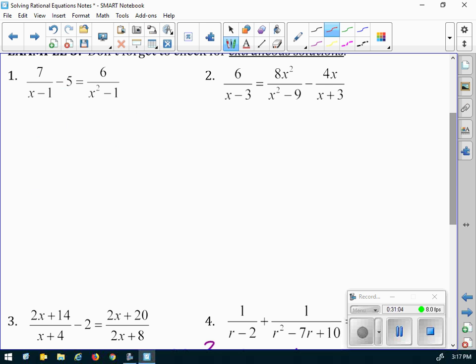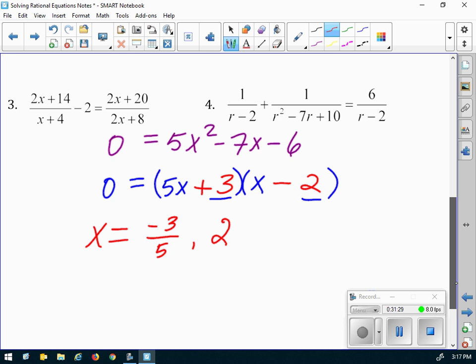If x is 2, this gives me 7 over 2 minus 1. So this whole side would be 2. And if x is 2, is that what we're checking? 2, 4 minus 1 is 3, and 6 divided by 3. That works. So x equal 2 works.